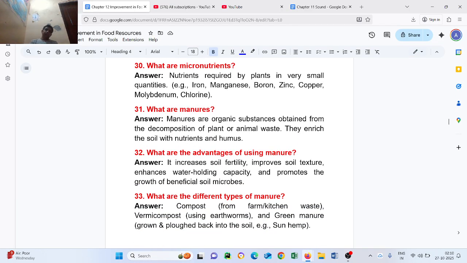Question number 32. What are the advantages of using manures? It increases soil fertility, improves soil texture, enhances water holding capacity, and promotes the growth of beneficial soil microbes.